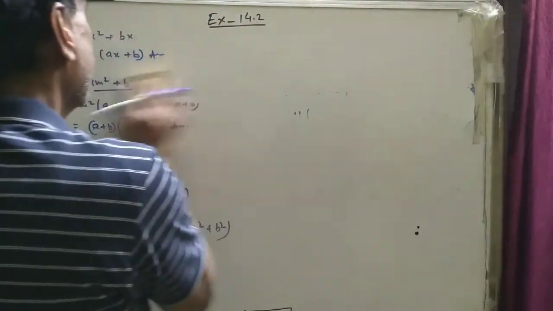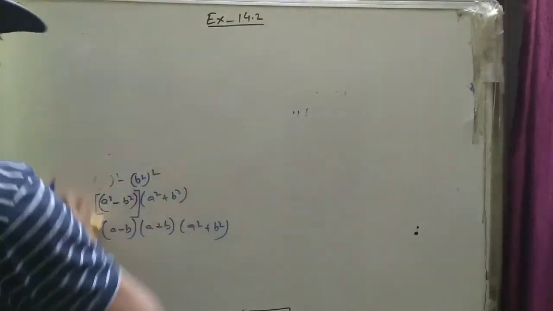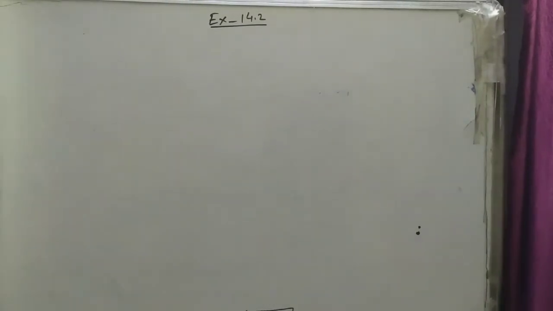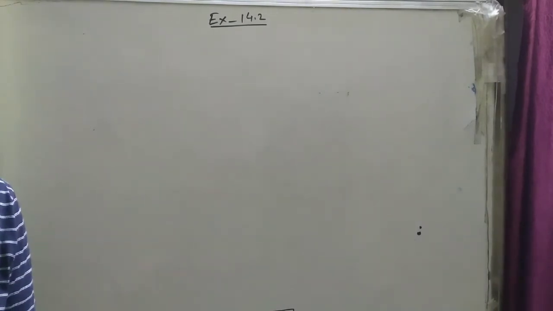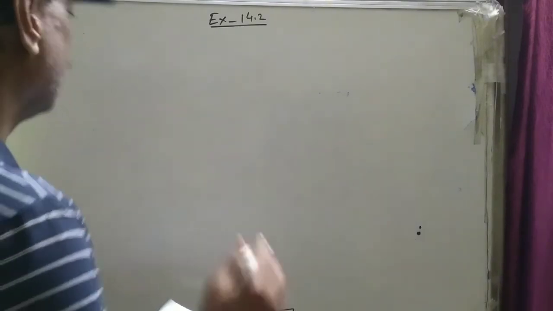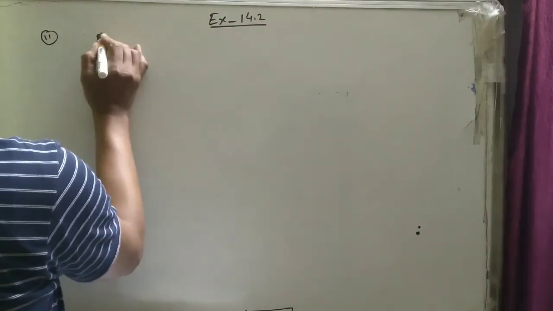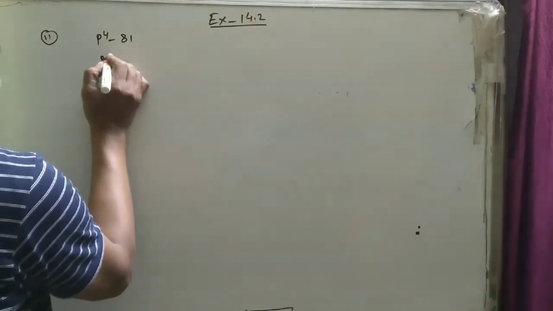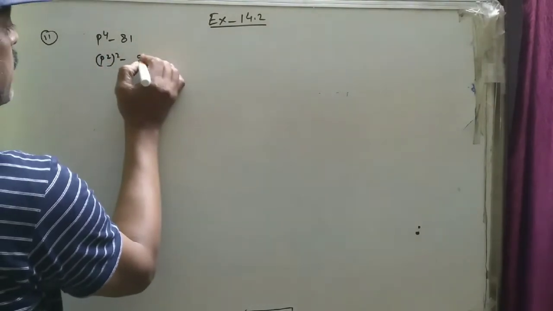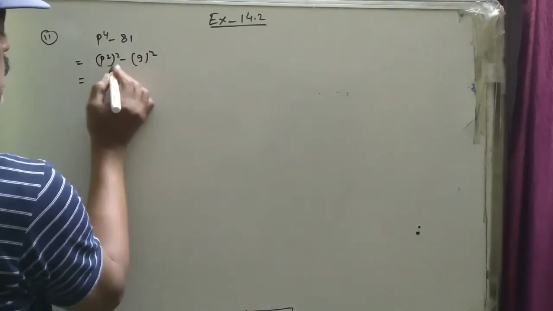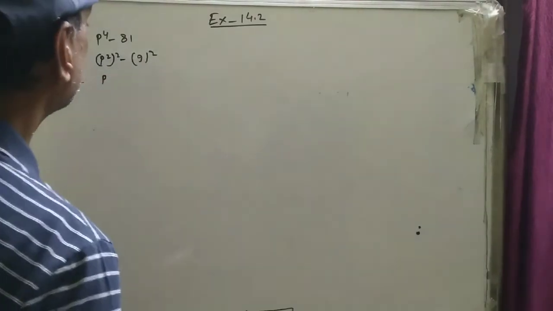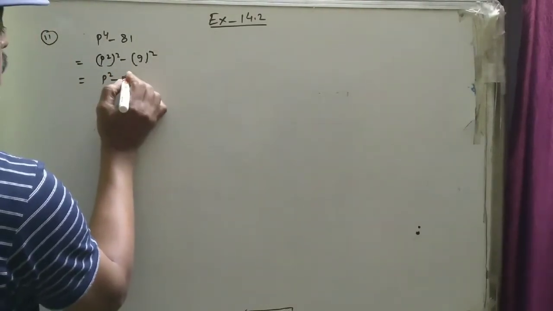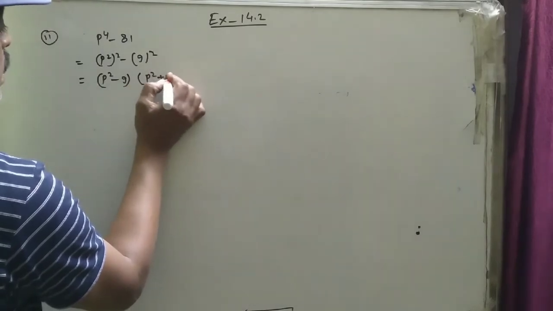The question number 2. Question number 2, p4 minus 81. So same method will be applied here. Just break this, p square whole square minus 9 square. And now a square minus b square will be applicable. So p square minus 9 and p square plus 9.